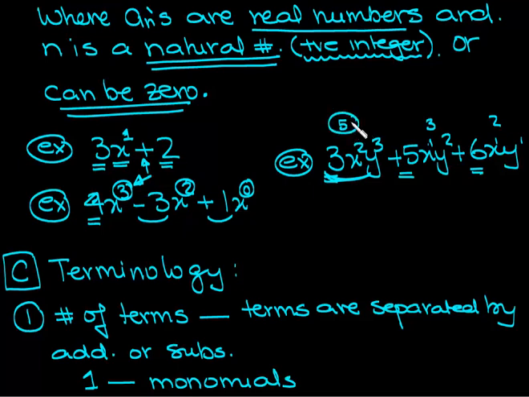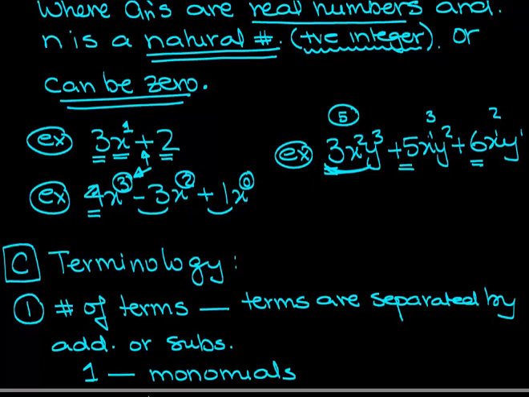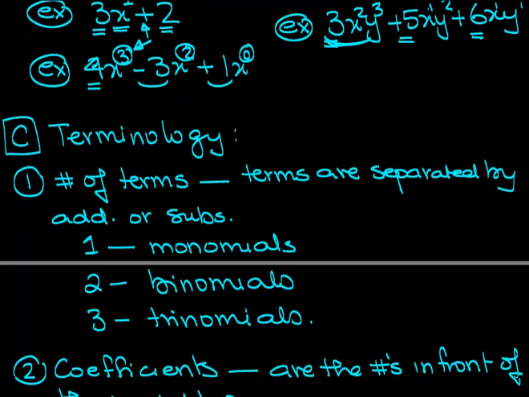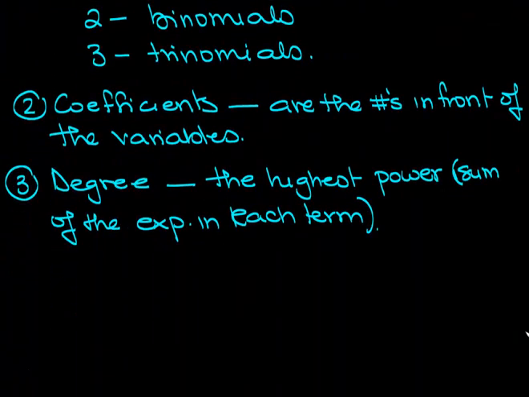So the degree of the polynomial is the greatest degree or the greatest power that's present in the polynomial. And when you look at each term individually, if there are two or more variables, you add those exponents to figure out the degree. Let's take a look at just a couple examples really quick.